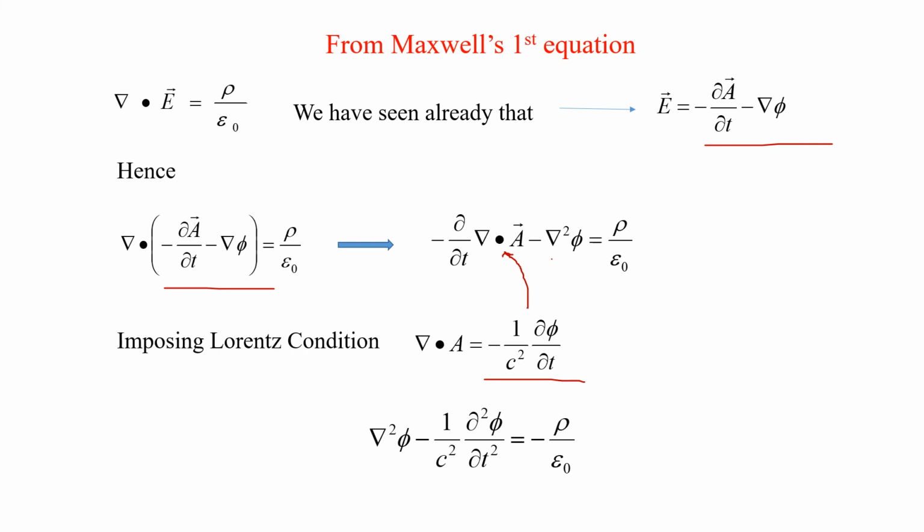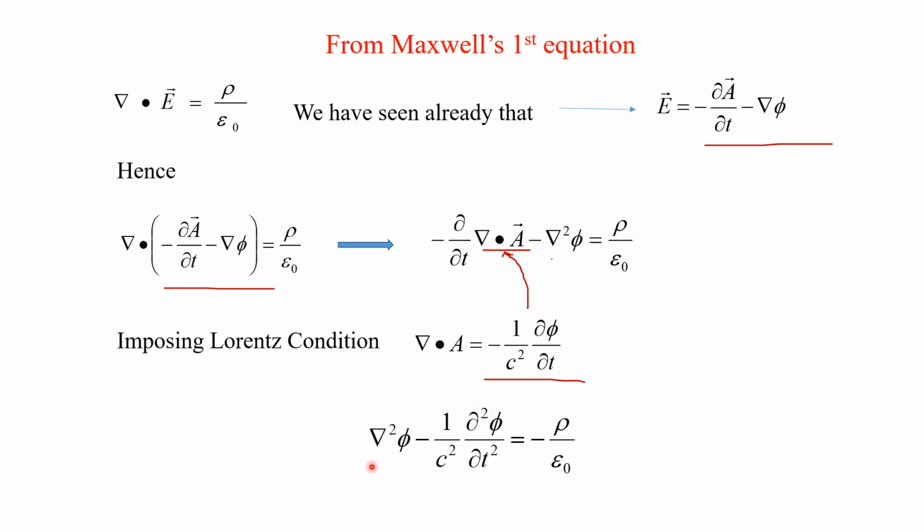So this divergence A I am replacing by minus 1 over c squared delta psi over delta t. There is already one time derivative, so this will become a second order time derivative, of course with a negative sign: minus 1 over c squared delta squared psi over delta t squared, and here you have del squared psi. If you multiply by minus 1, the signs change. So you will get del squared psi minus 1 over c squared delta squared psi over delta t squared, which is equal to minus rho by epsilon naught.